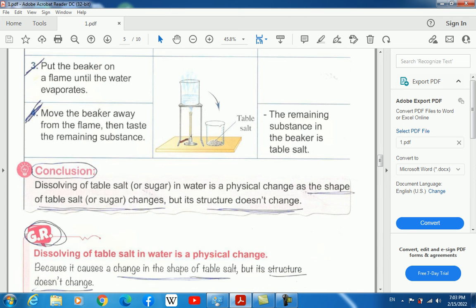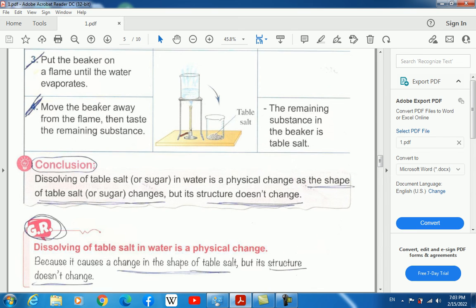Okay, for number 3, put the beaker on a flame until the water evaporates. What will happen? This step is also accompanied by the fourth step, which is to move the beaker away from the flame. Then we test the remaining substance. The remaining substance in the beaker is table salt. So simply, we dissolved the table salt in water, then we boiled the water, so all the water disappeared, and what's left in the end? The same table salt that we started with.